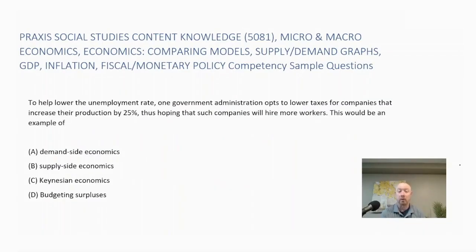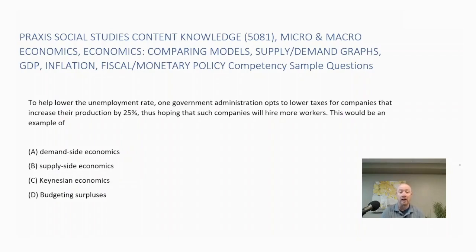To help lower the unemployment rate, one government administration opts to lower taxes for companies that increase their production by 25%, thus hoping that such companies will hire more workers. This would be an example of A, demand-side economics, B, supply-side economics, C, Keynesian economics, D, budgeting surpluses.